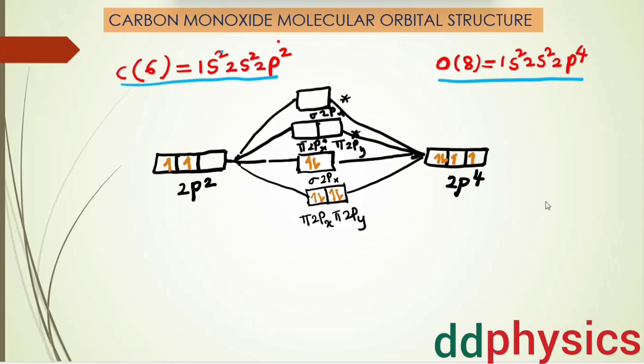2p2 plus 2p4, 6 electrons in atomic orbitals. So the molecular orbitals also have 6 electrons. So we distributed 6 electrons in these molecular orbitals, and the remaining molecular p orbitals are empty.